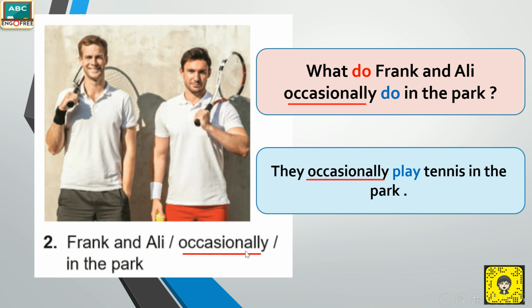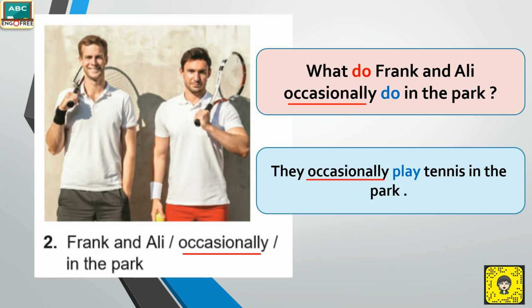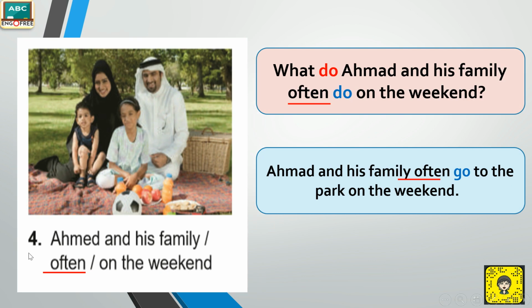Number 2. Frank and Ali occasionally in the park. The question: what do Frank and Ali occasionally do in the park? Look at the picture. Yeah, they occasionally play tennis in the park. 3. Emma seldom after dinner. The question: what does Emma seldom do after dinner? The answer: Emma seldom washes the dishes after dinner. Number 4. Ahmed and his family often on the weekend. Look at the picture. The question: what do Ahmed and his family often do on the weekend? The answer: Ahmed and his family often go to the park on the weekend.